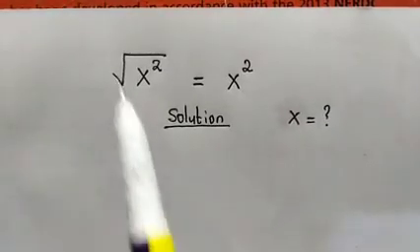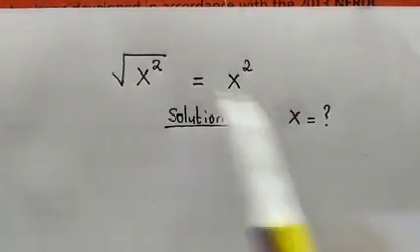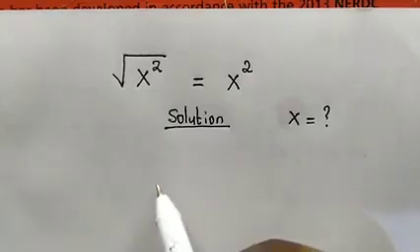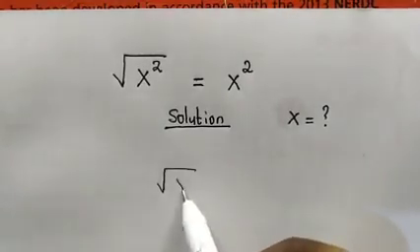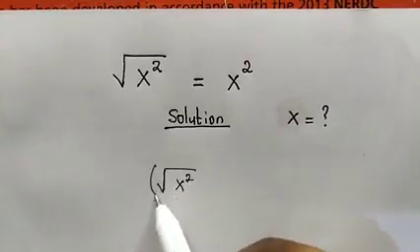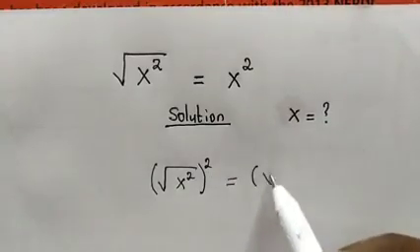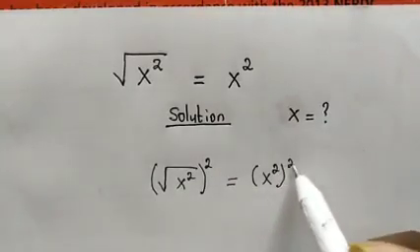Now we have a radical on the left hand side. Let us go ahead and square both sides. That should be the first thought, right? So now we have the square root of x squared, whole squared, which will be equal to x squared, whole squared.